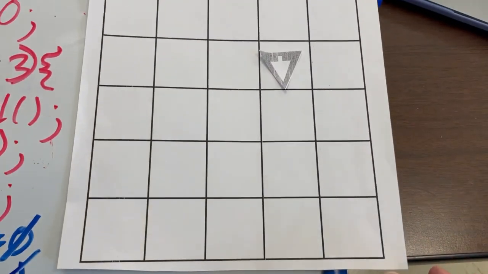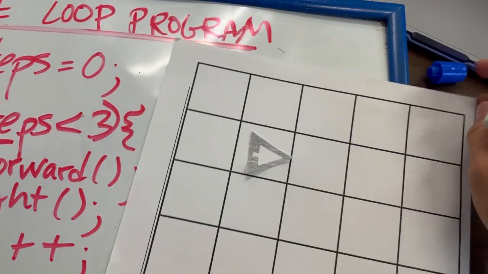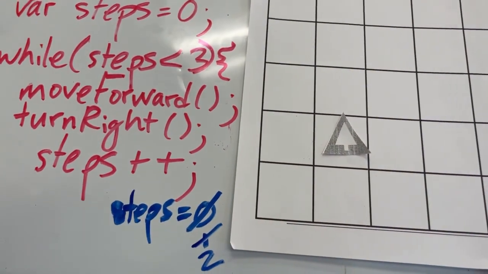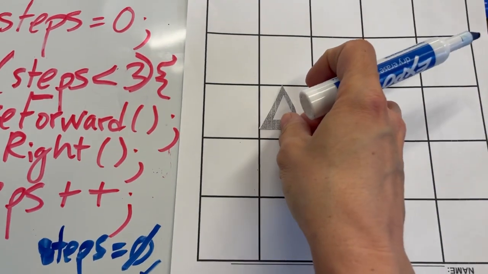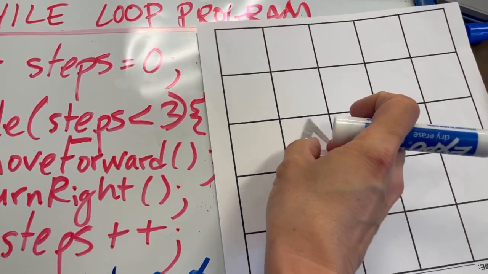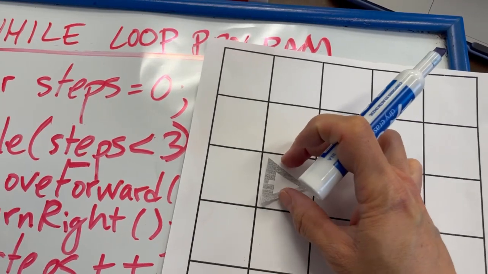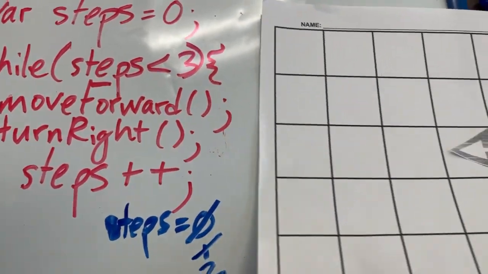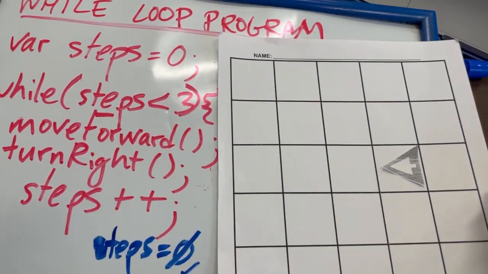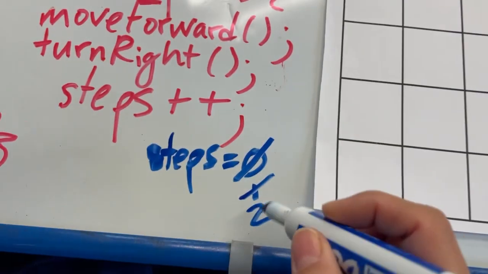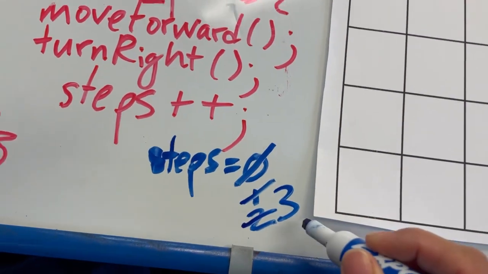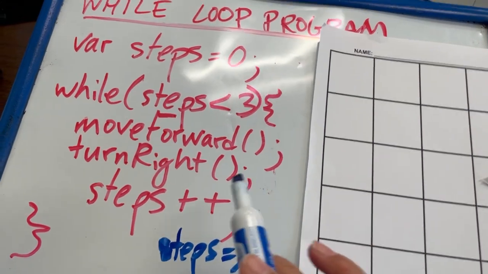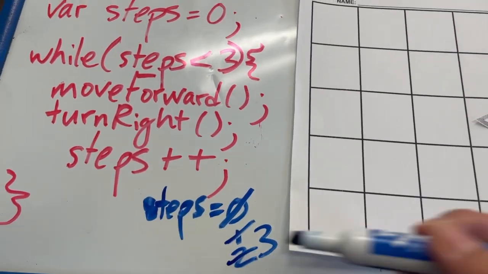So now I'm going to look at my grid. It's pointed down. So I'm going to actually turn it all the way around so I can see it pointed up because it's easier to tell right from left. We're going to move forward and turn right. Okay, oops. Turn right. There we go. Now, I'm going to turn this all the way around so that the top is still at the top, and that's the position of my robot. Okay, now we go back here. Steps is becoming 3. Is 3 less than 3? No, it's not. So then we stop our loop. So we've done it 1, 2, 3 times.